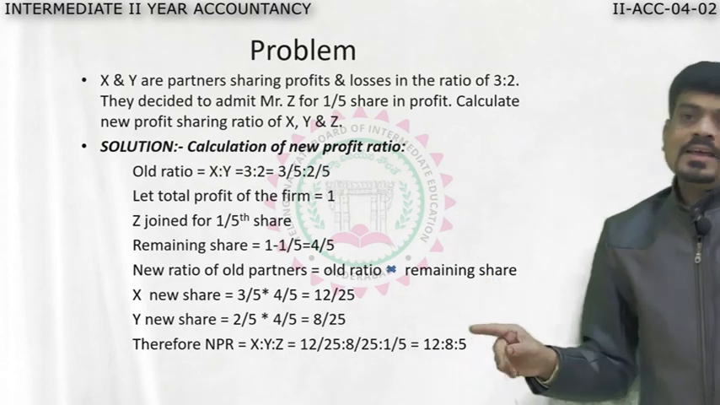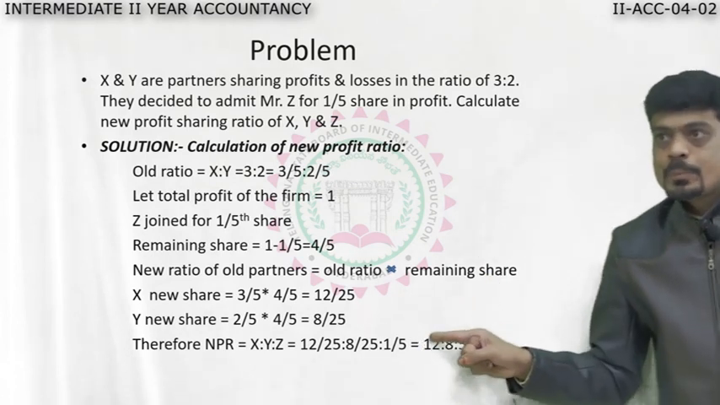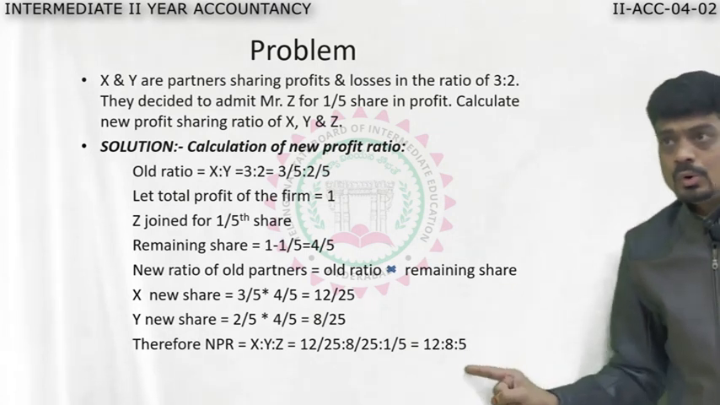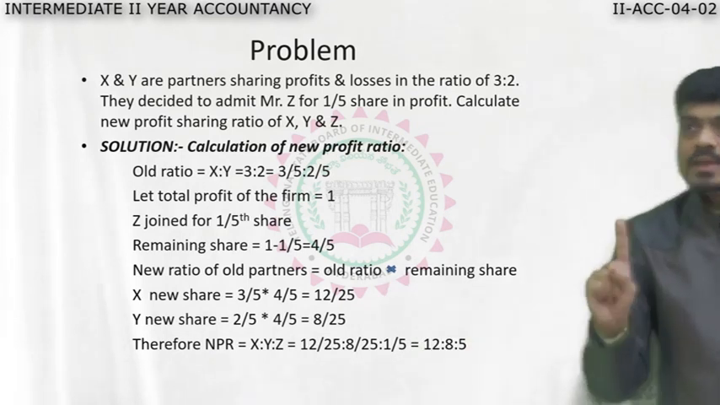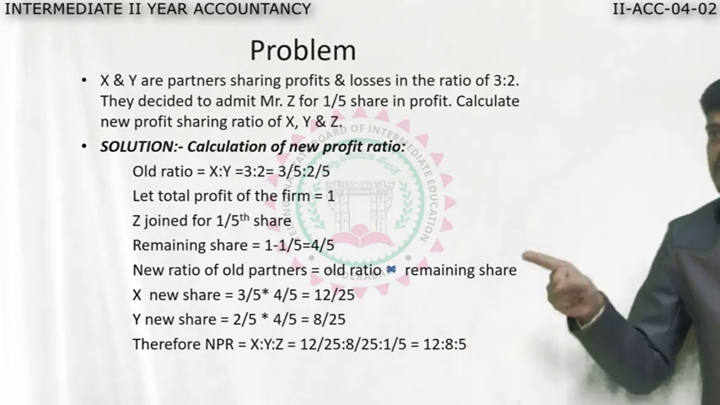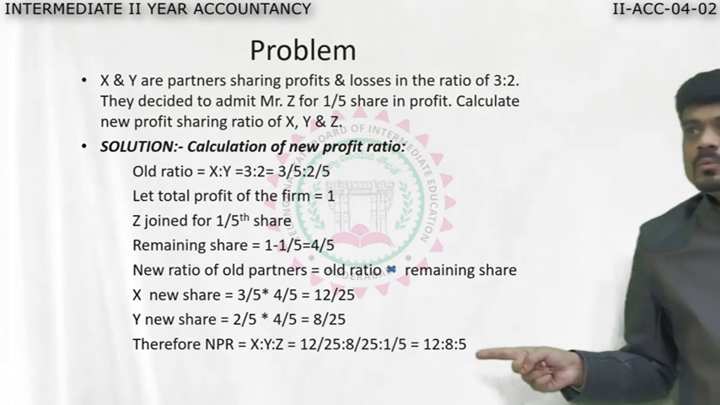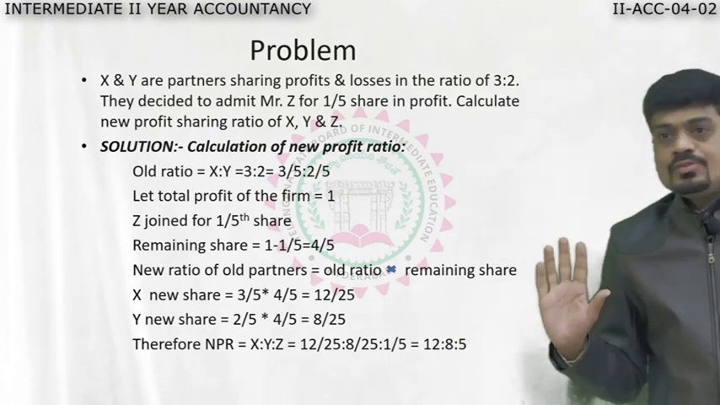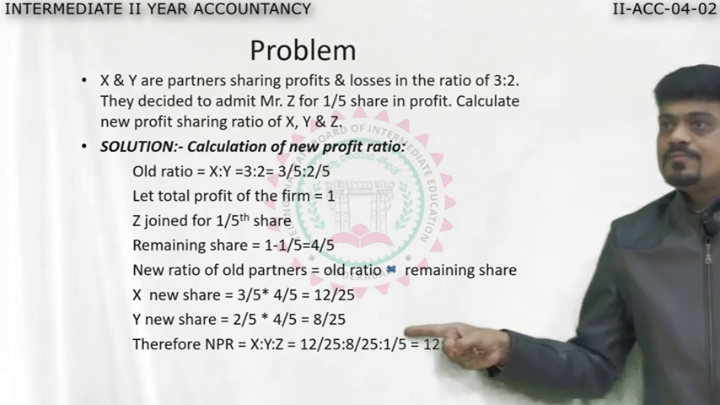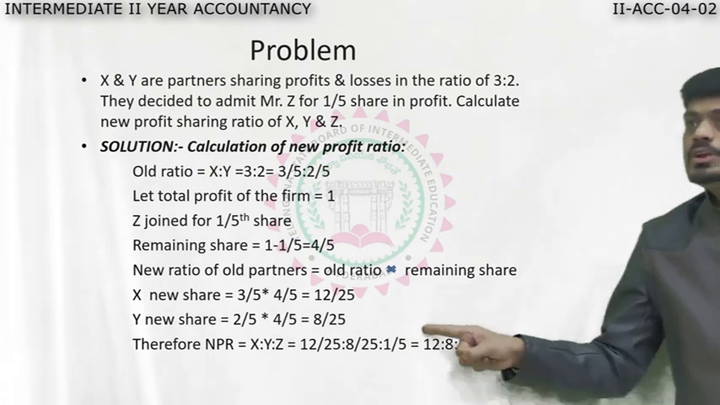We can simplify the answer here. If I take 25, 25 and 5, what is the LCM? I'll get LCM 25. So 25 goes 1 time. So I have multiplied numerator with 1, I get 12. Then 8. And what about 1 by 5? If I do the LCM, I know 5 goes 5 times in 25. So I have multiplied 1 with 5. So 5 into 1, 5. 12 is to 8 is to 5. This is the new ratio.